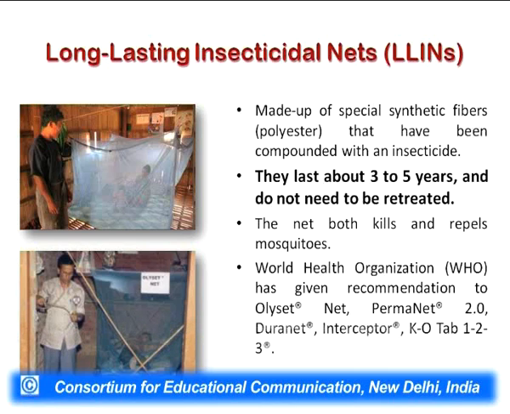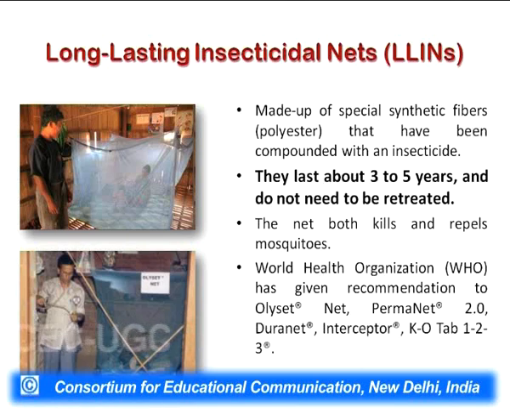which are being given to the rural population, and these nets can be used for about 3 to 5 years and don't need any retreatment. The advantage of these long-lasting insecticidal nets is that they both kill the mosquito and repel it. The WHO has now given recommendations to a number of companies supplying these insecticidal bed nets, of which the prominent ones are Olyset, PermaNet and Interceptor.